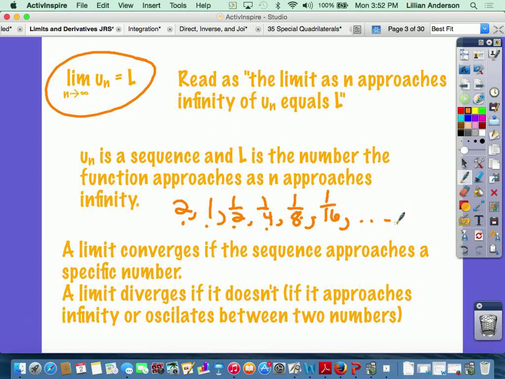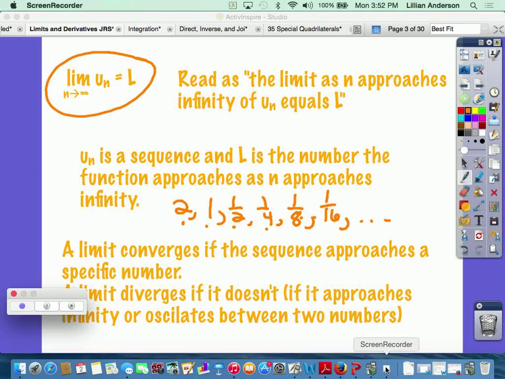So you can see that as we go through these numbers, it's getting closer and closer to what particular number? Think about it. It's getting closer to 0. So as the numbers continue to increase, it's approaching 0. So in this case, the limit is going to converge to a specific number, 0.